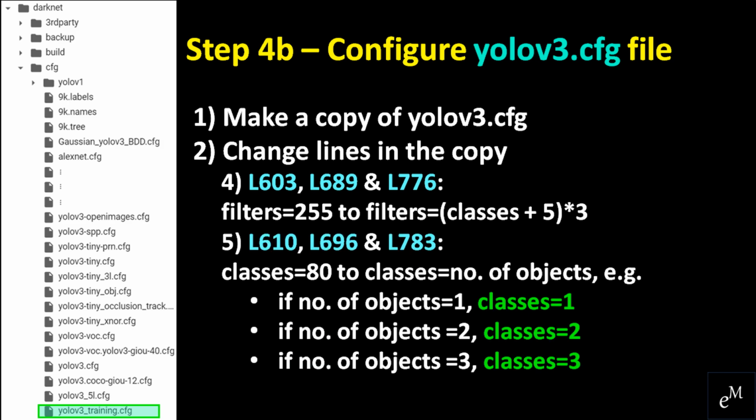And finally, we also need to amend the number of classes in line 610, line 696, and line 783, which represent the number of objects that we want to detect. For example, if the number of objects is 1, we set the classes equal to 1, and if the number of objects is equal to 2, we set it equal to 2, and so on.